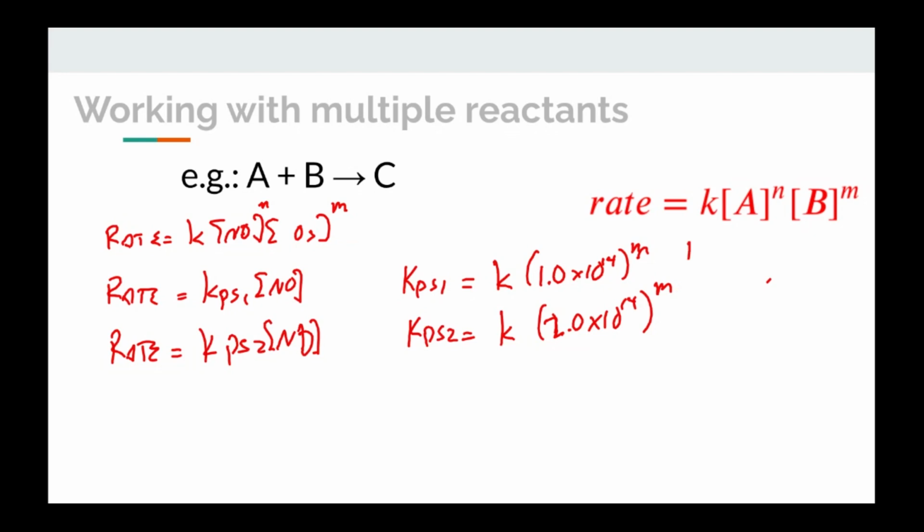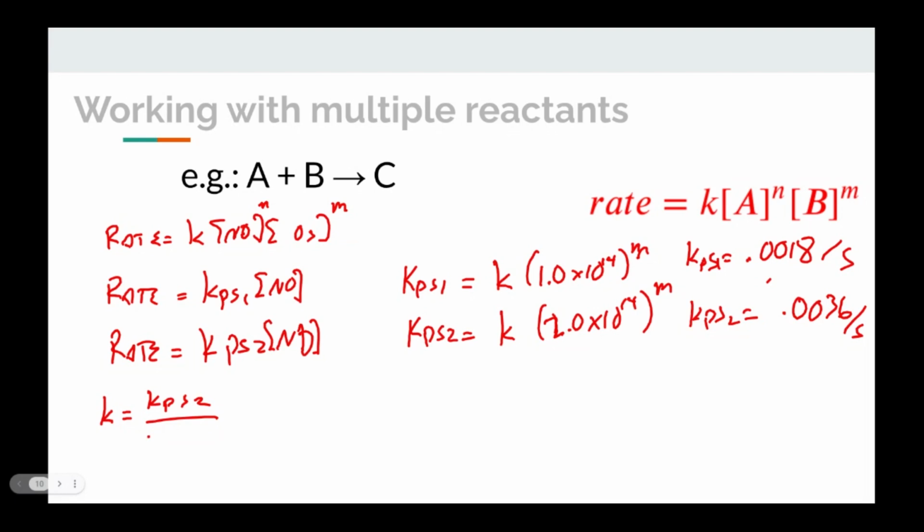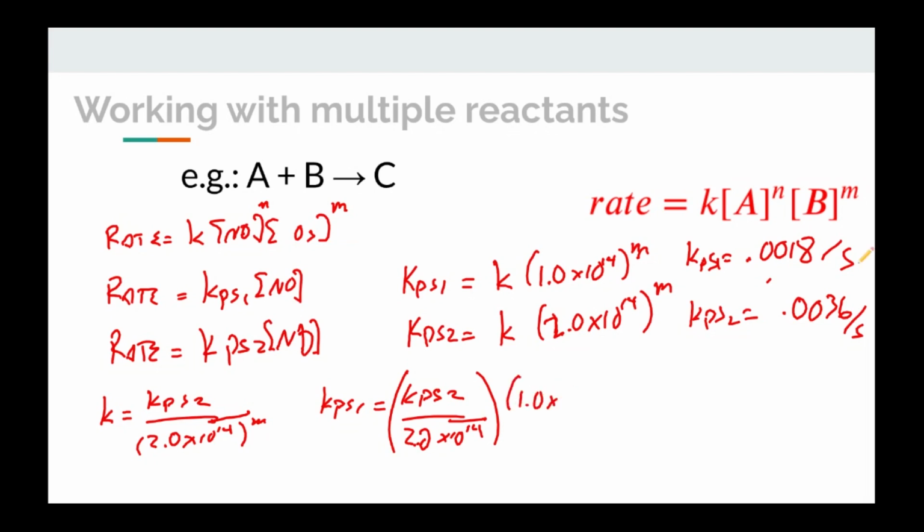And then from the graph, we found that Kps1 was equal to the slope, which was 0.0018 per second, and that Kps2 from that slope was equal to 0.0036 per second. So from the definition of Kps2, we can know that K is equal to Kps2 divided by the concentration, 2 times 10 to the 14th. And that's going to be raised to the m power. So then we can substitute that back in. And that means that Kps1 is equal to K, which we're going to substitute in Kps2 over 2 times 10 to the 14th times 1 times 10 to the 14th. That's raised to the m power, and this was also raised to the m power.